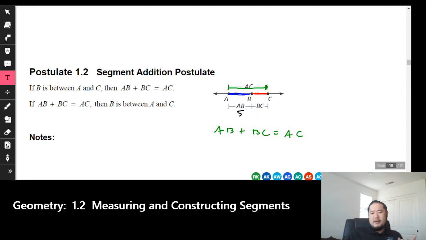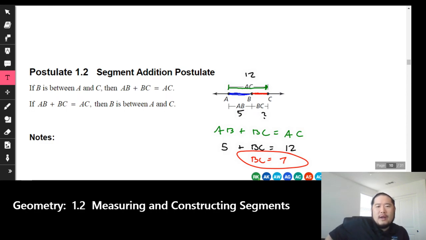So if they said AB is 5, BC is unknown, they want you to solve for that, and AC is, let's say, 12. I set up my equation first using the segment addition postulate. Then let's plug things in. AB is 5. BC is unknown, so we'll just leave it as BC. And then AC is equal to 12. To get BC by itself, we subtract 5 from both sides, and BC is equal to 7.